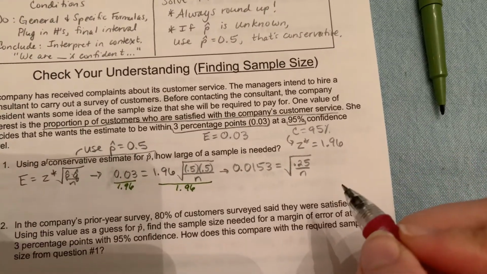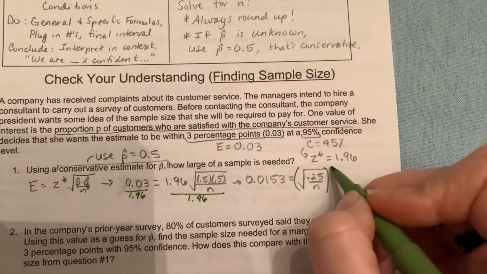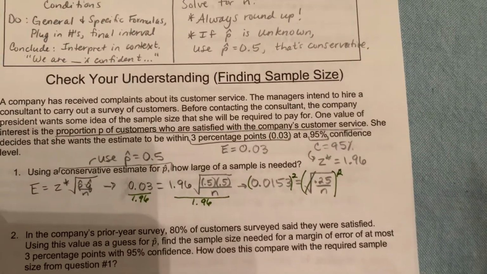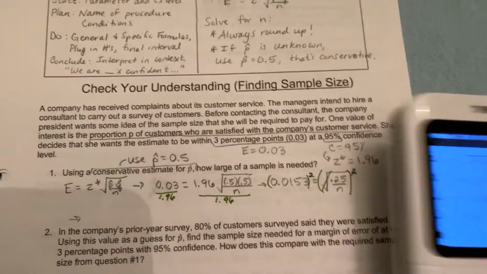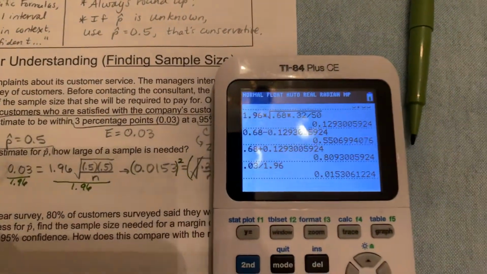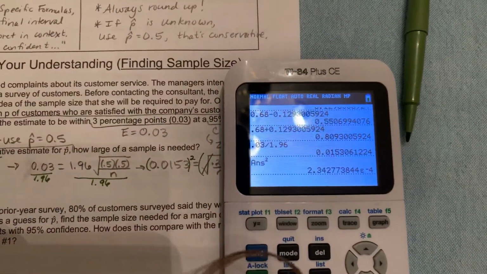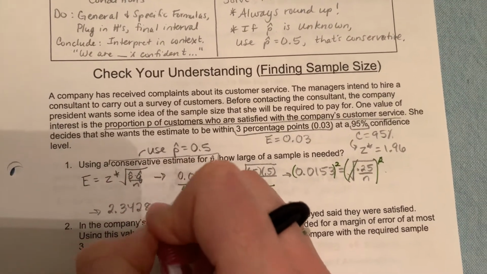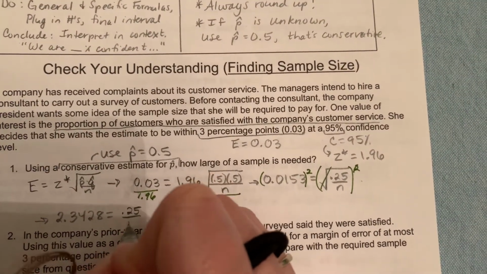Now to continue solving this equation, I have to get rid of the square root. The inverse of a square root is squaring it, so I'm going to square both sides. The square and the square root cancel. Now I'm going to go down to this bottom row, this 0.0153 squared. I'm just going to hit the squared key, and that squares my answer. So I got 2.3428. 2.3428 is equal to, all I have left now is the 0.25 divided by n.